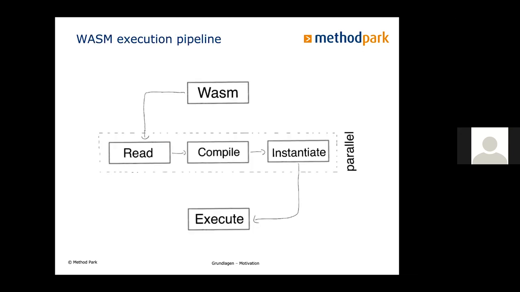Also, when it comes to the execution pipeline, the WebAssembly file format for these modules that you download in your browser and compile to runtime code was designed in a way that it can be downloaded, read, compiled, and instantiated in a single pass and in parallel. So while the browser still tries to download and read the last few bytes of the WebAssembly module, the first bytes are already compiled and translated into machine code.